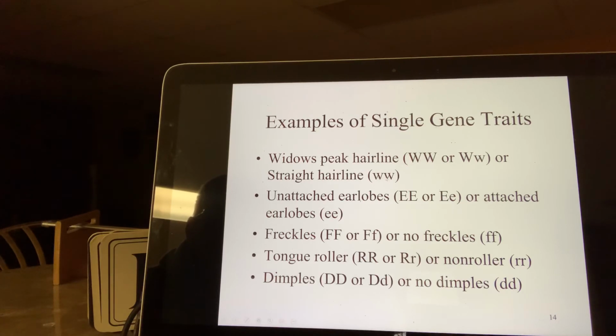If you have a straight hairline, then you must have gotten both recessive alleles from your parents, because if you'd gotten a dominant allele, you would have a widow's peak hairline.